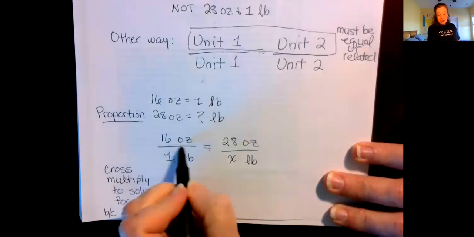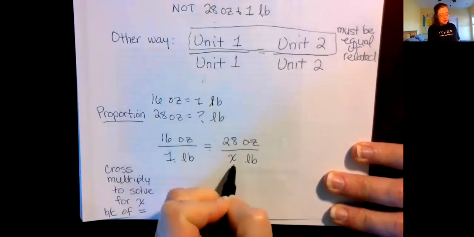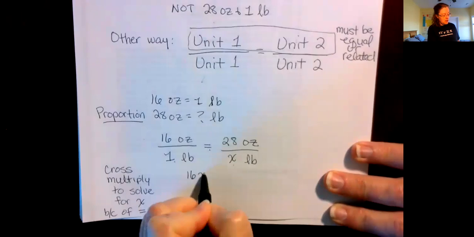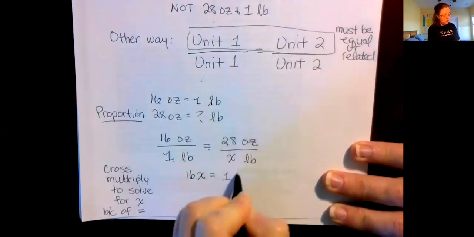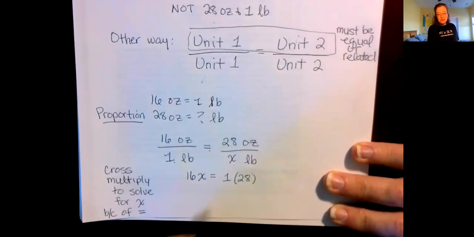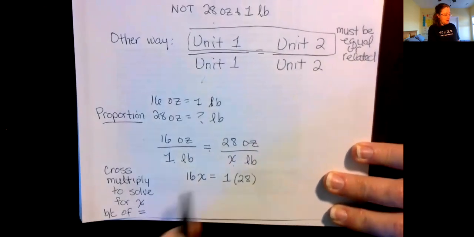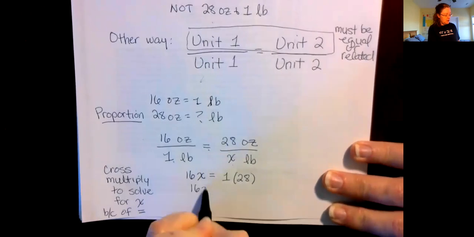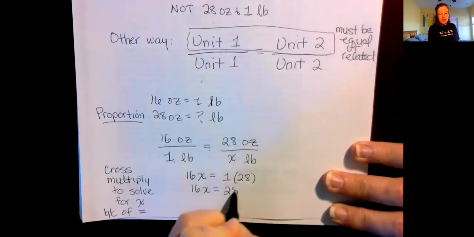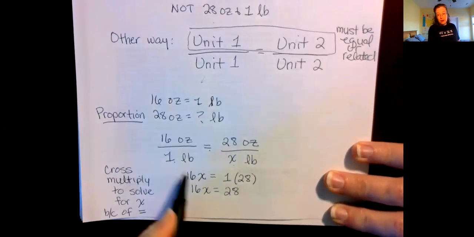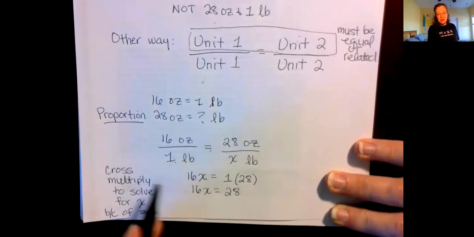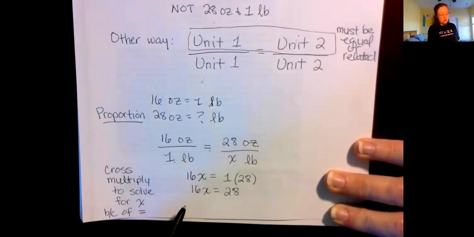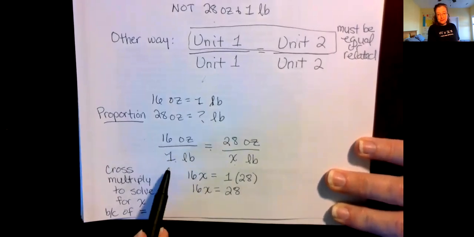I usually pick the one that's across from the X. So I would say 16 times X is equal to 1 times 28. Right? 16X, therefore, is equal to 28. This won't always be a 1. I realize you may have been able to solve this without needing to do anything special, but this will not always be a 1. 16X equals 28.